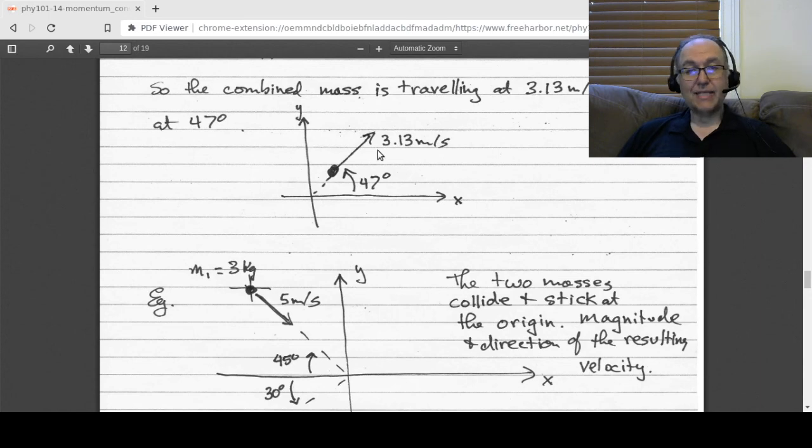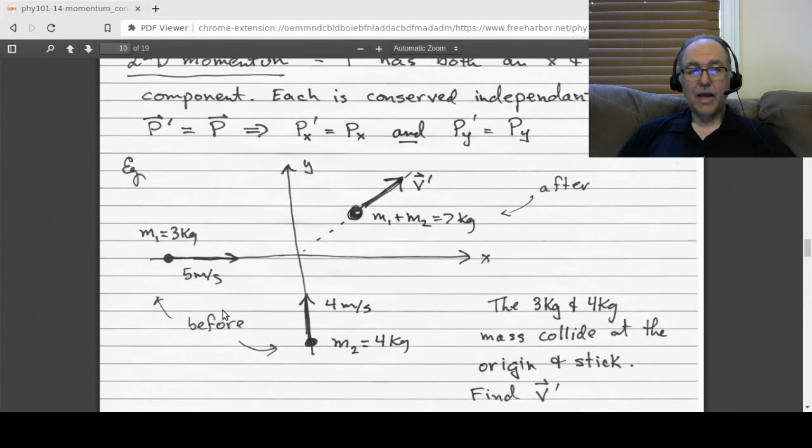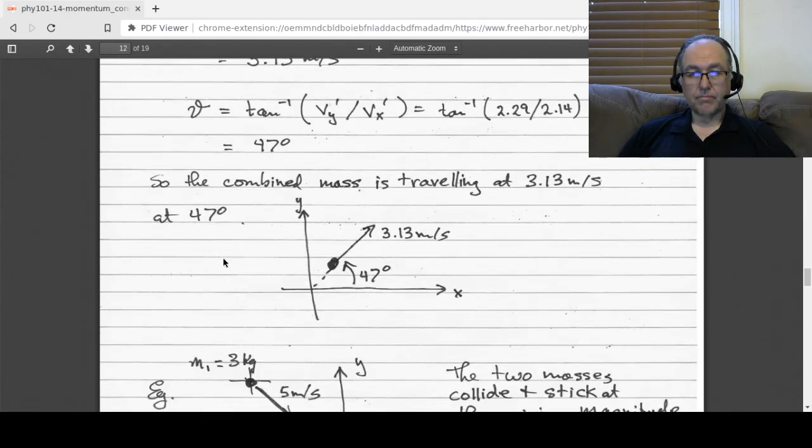That problem was made easy because, back here, I put the velocity v1 purely along the x direction. I put the velocity v2 purely along the y direction, okay? What if they had been at some angle? So that's our next problem.